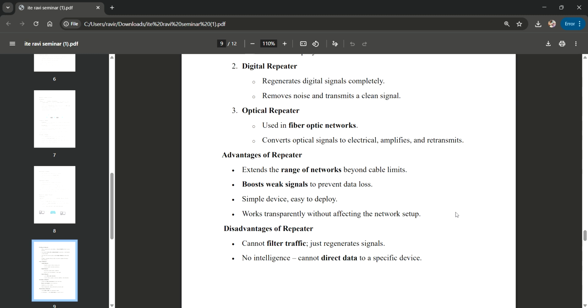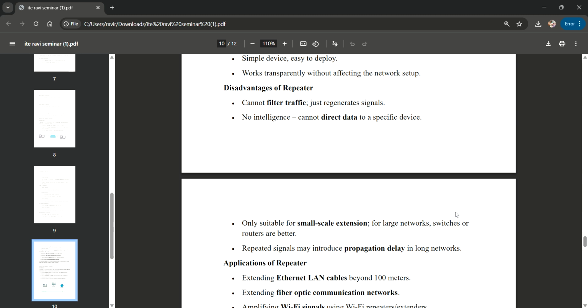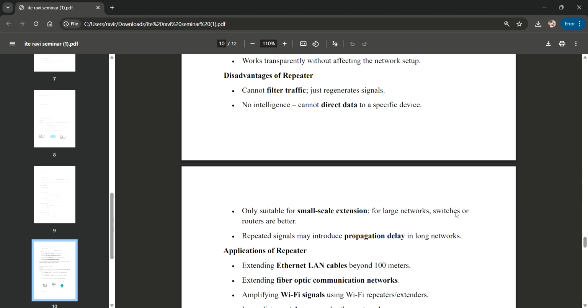So the limitations of a repeater are that it cannot filter the traffic, it just regenerates the signals. There is no intelligence because it cannot direct data to a specific device. It is only suitable for small scale extension. For large networks, switches or routers are better. Repeated signals may also introduce propagation delay in long networks.